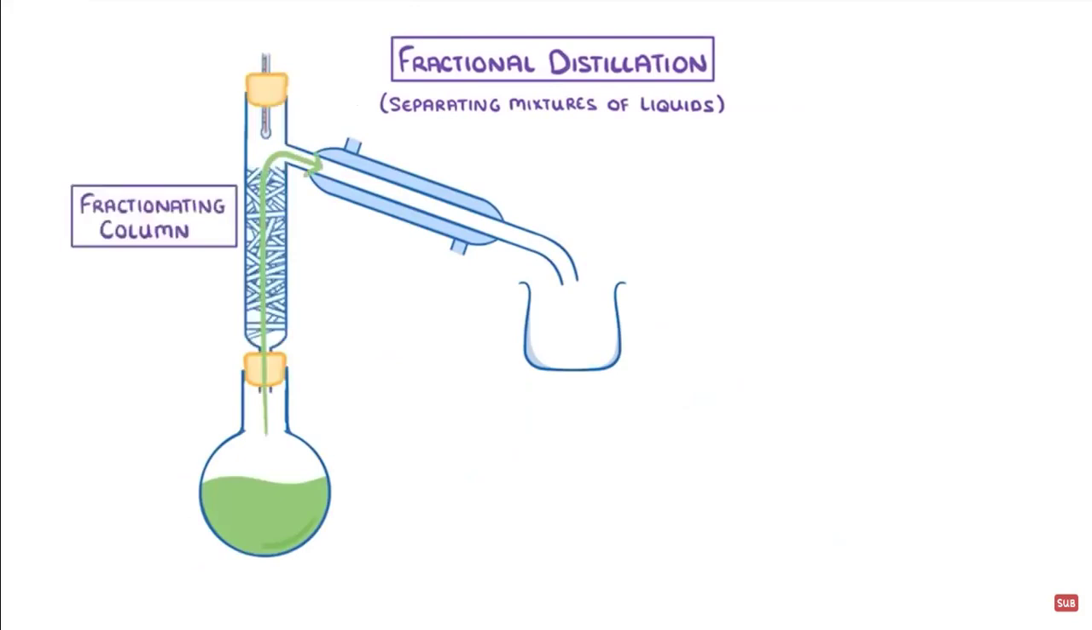One is that it's full of little glass rods, which provide a really high surface area. And the other is that because the column is so tall, it's actually cooler at the top than it is at the bottom.